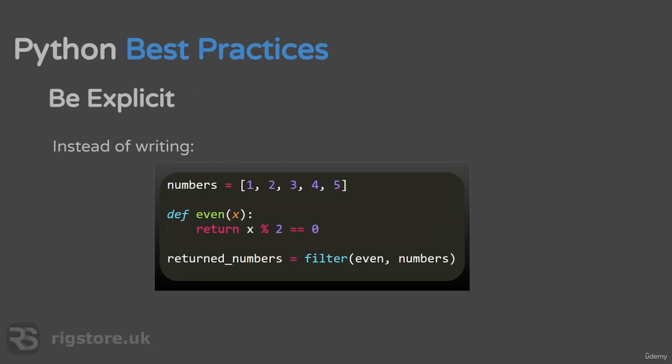Instead of writing numbers = [1, 2, 3, 4, 5], def even, return, is this divisible by 2? Is this an even number? Return numbers, filter, even numbers. This does something, but in the context of another 400 lines of code that looks like this, with nothing explaining what it's doing, this is going to drive you crazy in a few years. And the next person looking at this is going to be even more annoyed at you for not making their life easier.